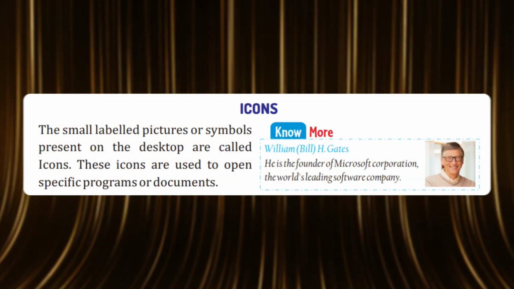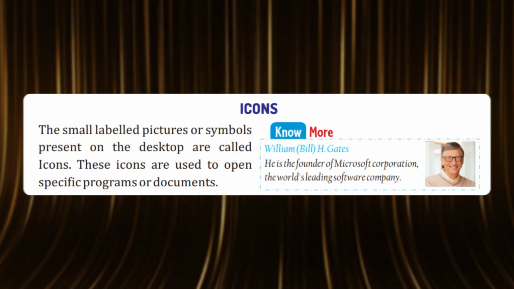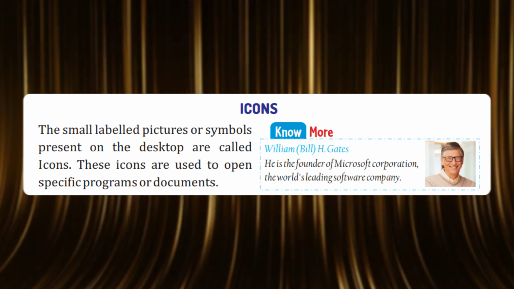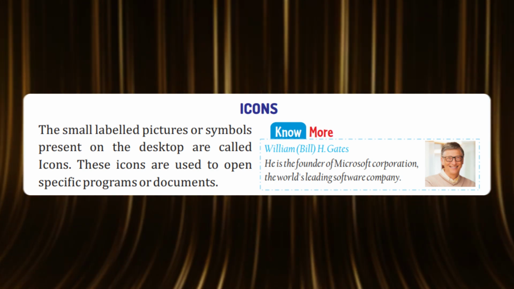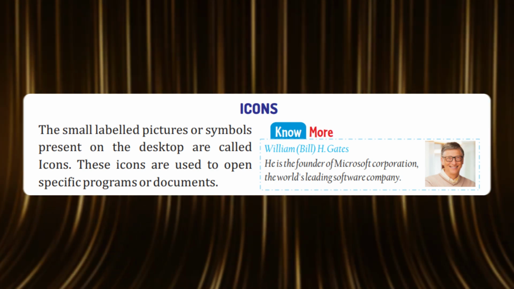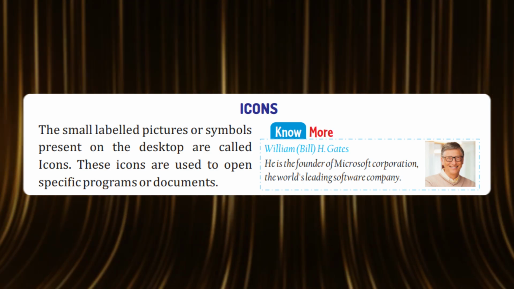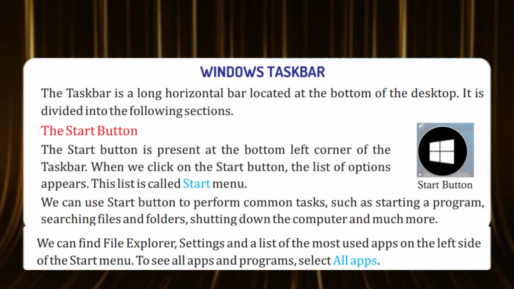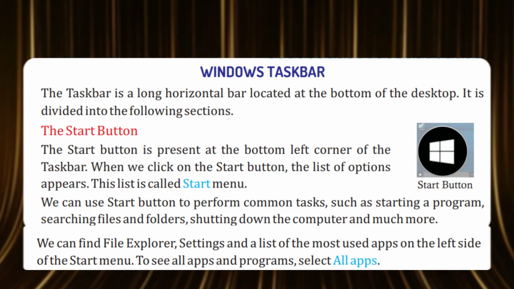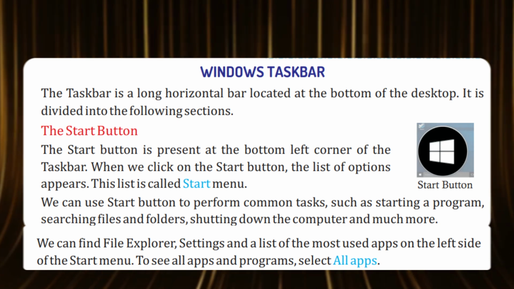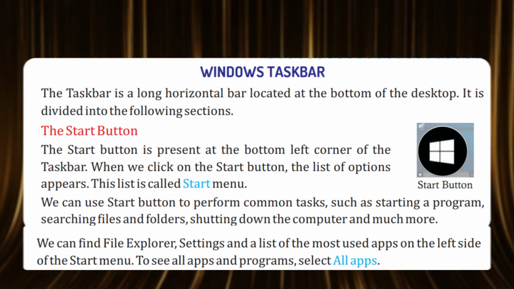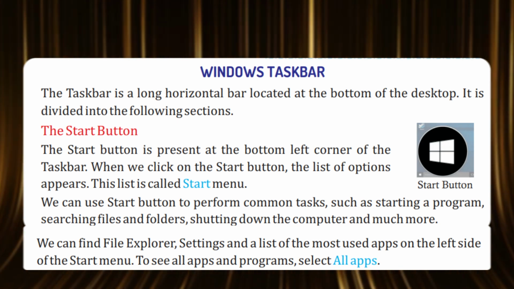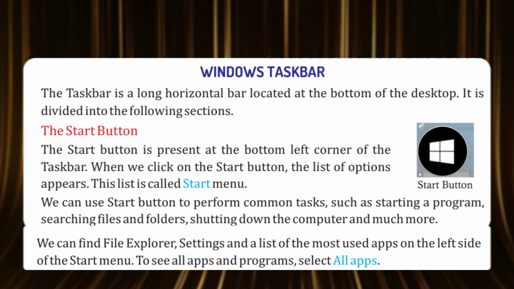Icons. The small labeled pictures or symbols present on the desktop are called icons. These icons are used to open specific programs or documents. Windows Taskbar. The taskbar is a long horizontal bar located at the bottom of the desktop. It is divided into the following sections.